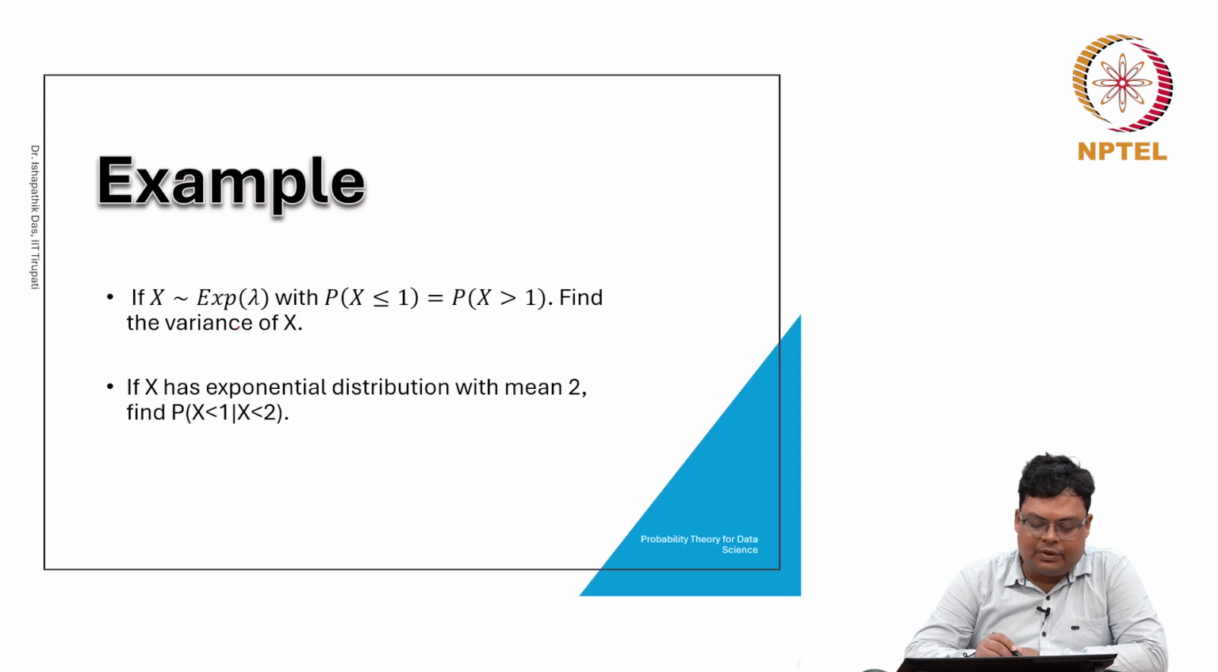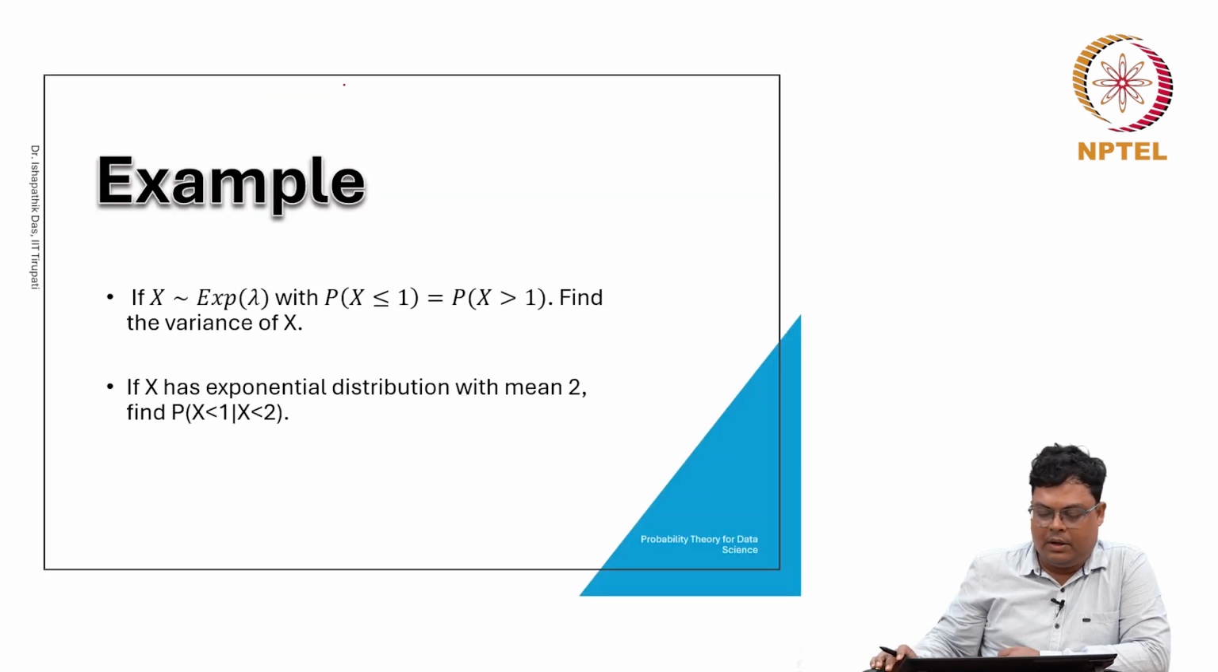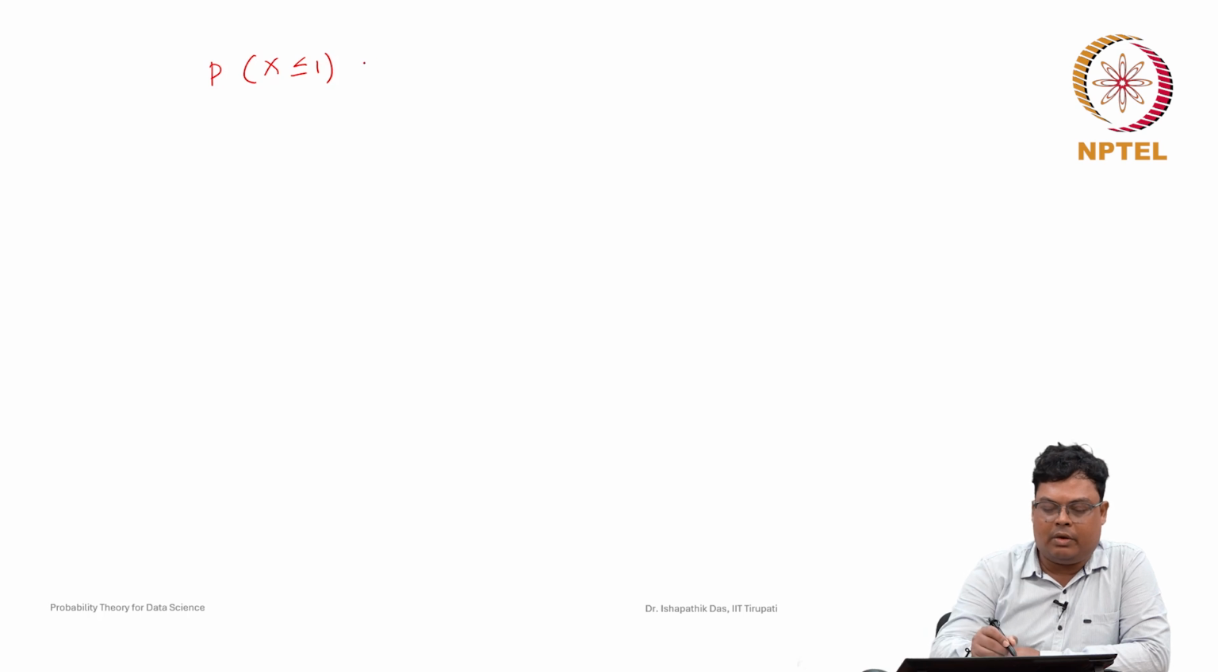If x has an exponential distribution with parameter lambda, with probability of x less than or equal to 1 equal to probability of x greater than 1, find the variance of x. See that this lambda is not given. Only it is given that the probability that x is less than or equal to 1 is equal to the probability that x is greater than 1.